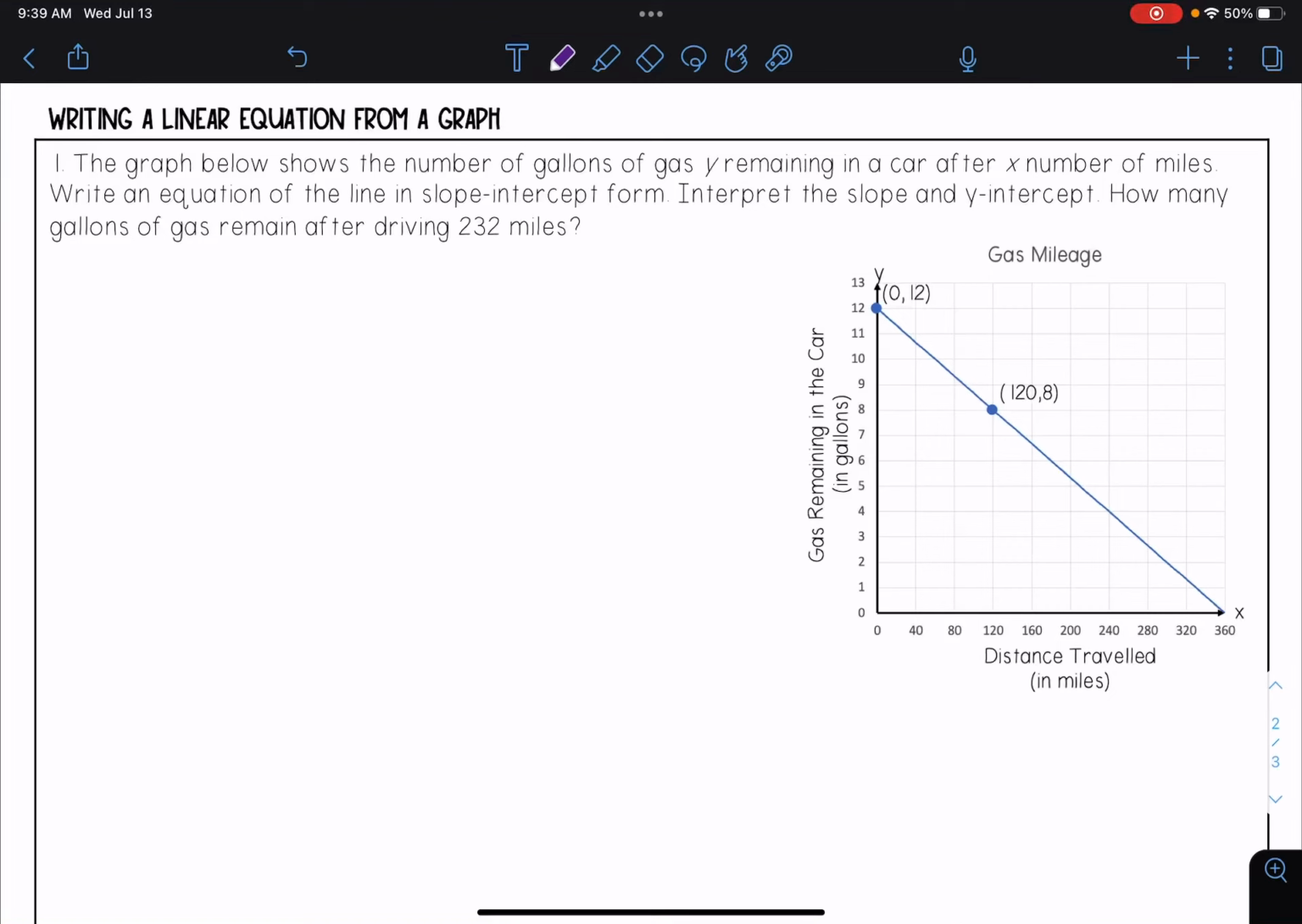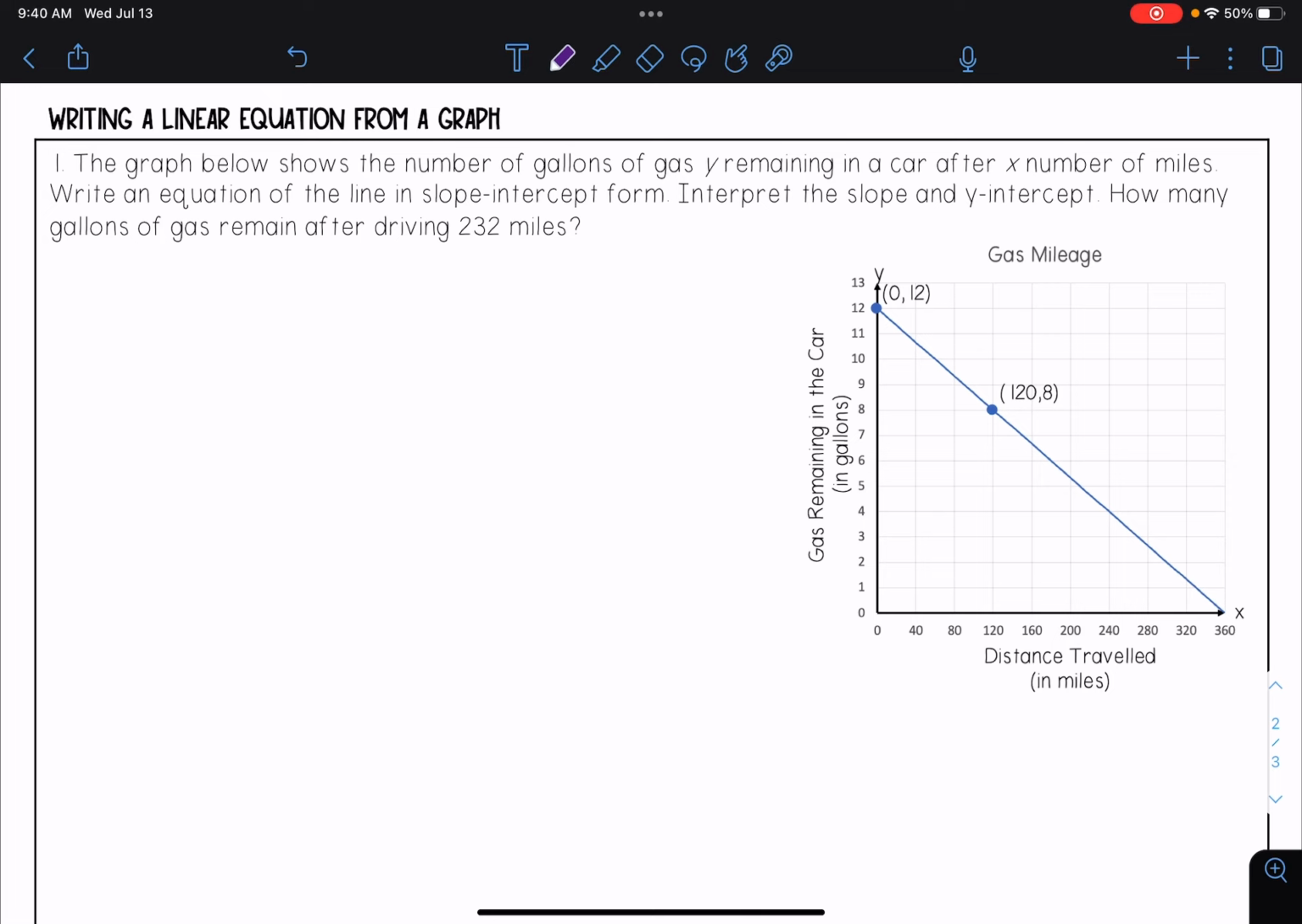In this video, we're going to be looking at writing a linear equation from a graph. Number 1 says that the graph below shows the number of gallons of gas Y remaining in a car after X number of miles. Write an equation of the line in slope-intercept form. Then we're going to interpret the slope and y-intercept. How many gallons of gas remain after driving 232 miles?